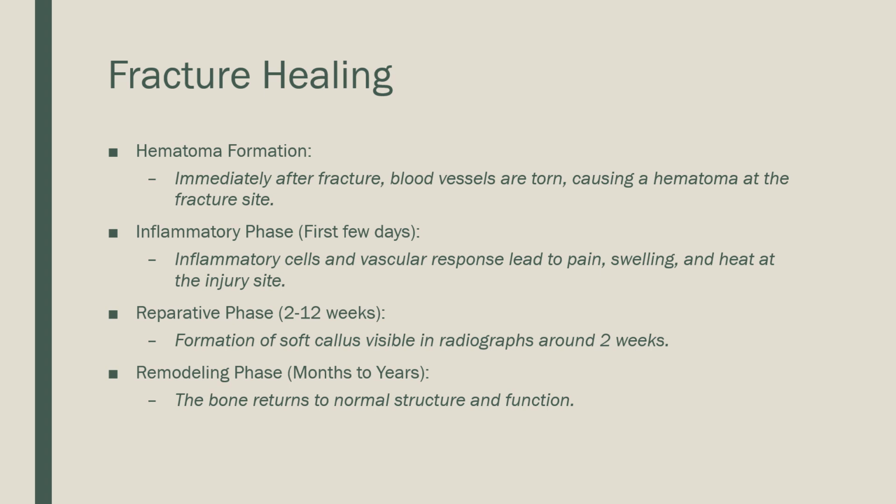The process of fracture healing includes hematoma formation. Immediately after the fracture, blood vessels are torn, causing a hematoma at the fracture site. Hematoma delivers fibroblasts, platelets, and osteoprogenitor cells, promoting the transformation of the hematoma into granulation tissue, which leads to callus formation.